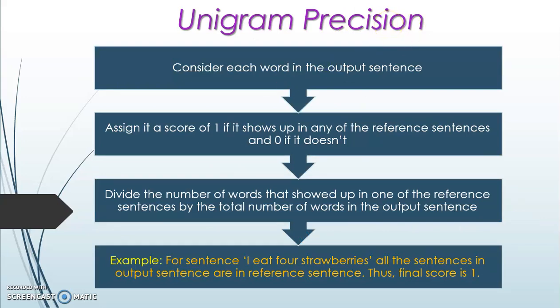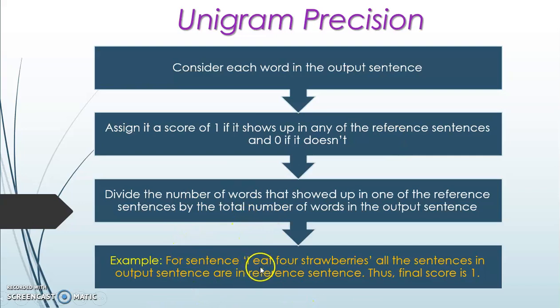Now we talk about a measure called unigram precision. We see an algorithm for it. We consider each word in the output sentence, that is the translated sentence, and assign it a score of 1 if it shows up in any of the reference sentences and 0 if it doesn't. Now, we divide the number of words that showed up in one of the reference sentences by the total number of words in the output sentence.